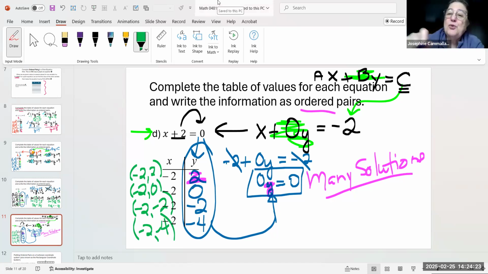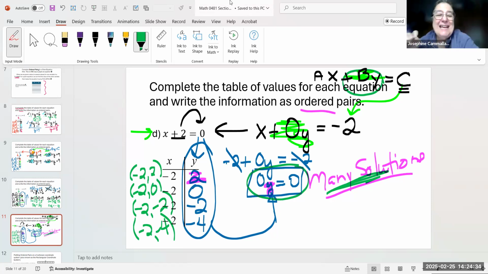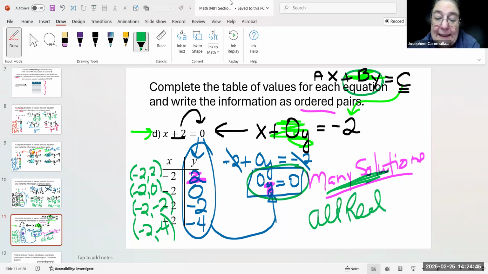This is the one you have to recognize, that you can pick any value, because this blue box, if you remember from chapter 3, has an answer of many solutions, or all real numbers. Remember that? We're building on what we've learned, but we have to understand what it means in a new context. Now, with that said, let's move it right along.